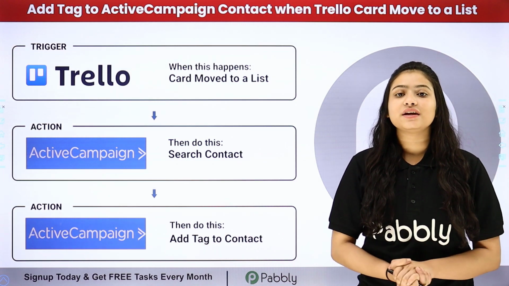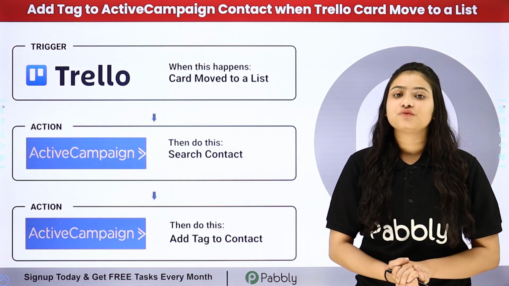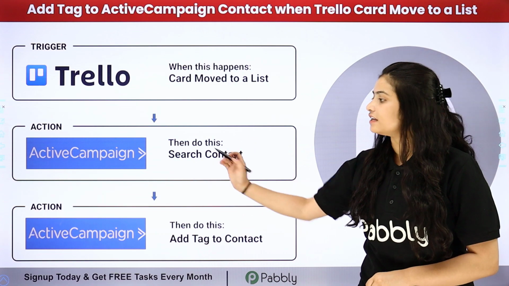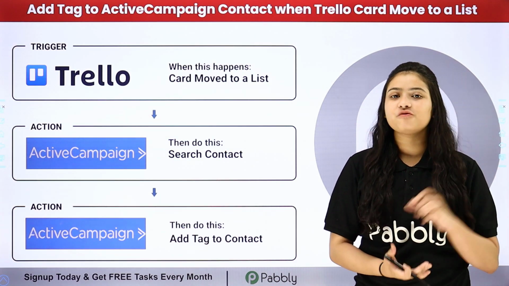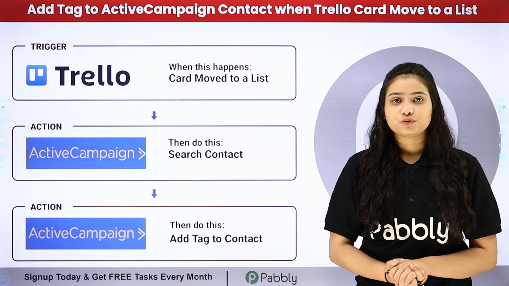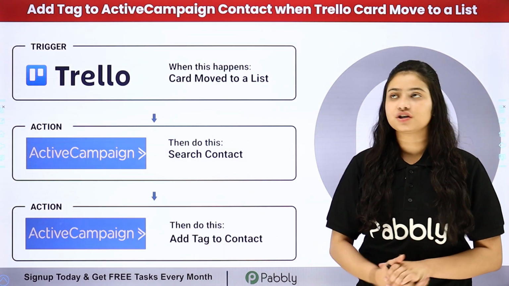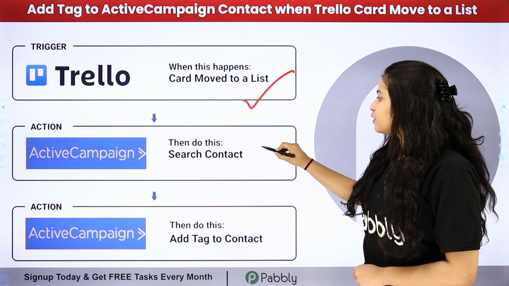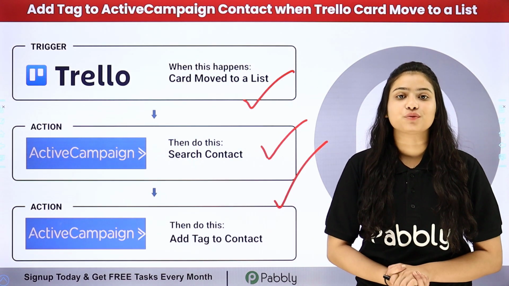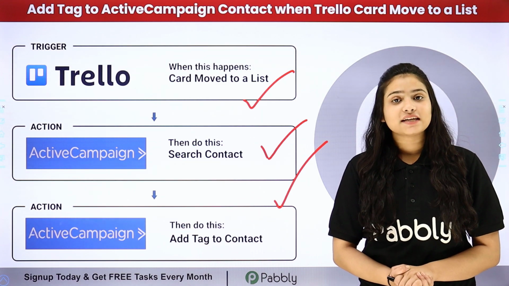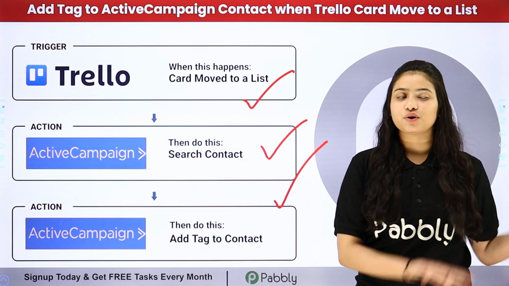So how are we going to automate this entire process? For this, we will have to set up a connection between Trello and ActiveCampaign, and that we are going to do without any coding or programming skills with the help of Pabbly Connect. Pabbly Connect works on two principles, trigger and action. In trigger we are going to take Trello, and in action we are going to take ActiveCampaign, and we will connect all of them with the help of Pabbly Connect to automate this entire process. And to learn this entire automation step by step, let me take you all to my screen.